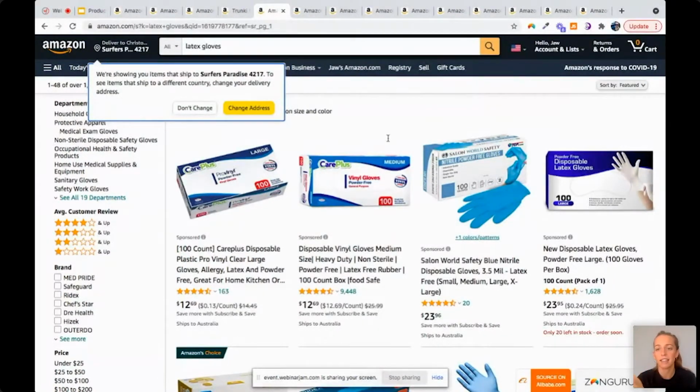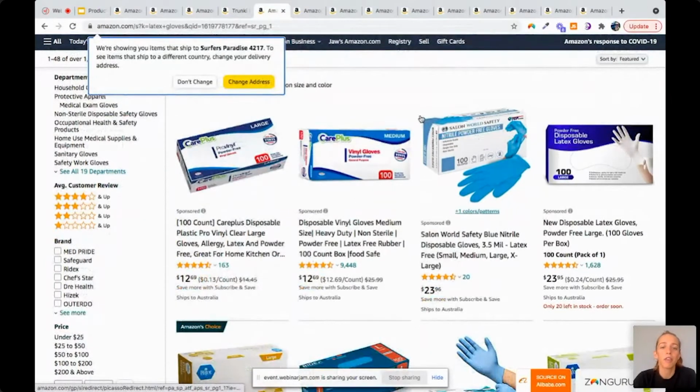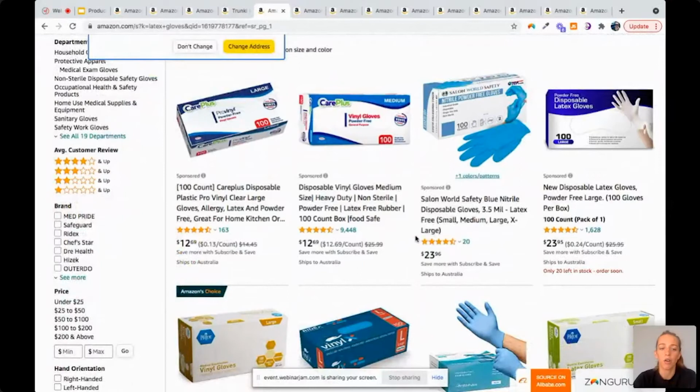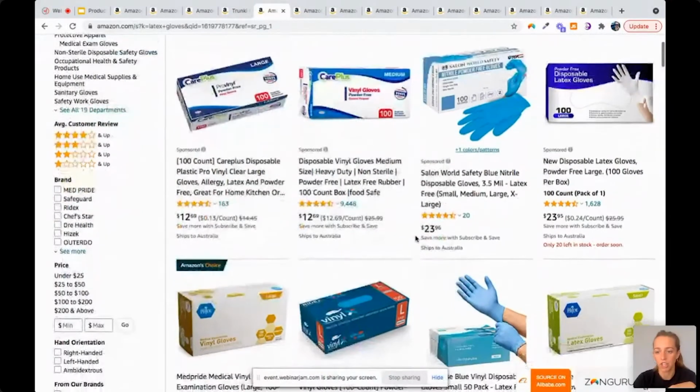So these are latex gloves. If you're going to sell latex gloves, how do you make this more appealing? People don't really care. Maybe there's a size difference, there are a few colors, but it doesn't really matter. So what this is going into is how can you make your hero shot stand out when the product itself, in terms of the design, can't really be changed?